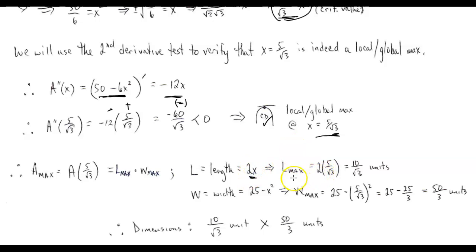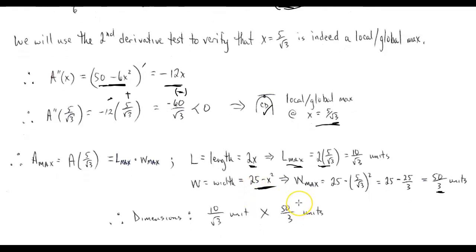So that's going to be the length at a maximum is just going to be 2 times 5 divided by square root of 3, which is 10 divided by square root of 3 units. And of course the width is going to be the height of the parabola. So we're just going to take 5 divided by square root of 3 and plug it in for x into that. And we see that we end up getting 50 over 3 units for that result.